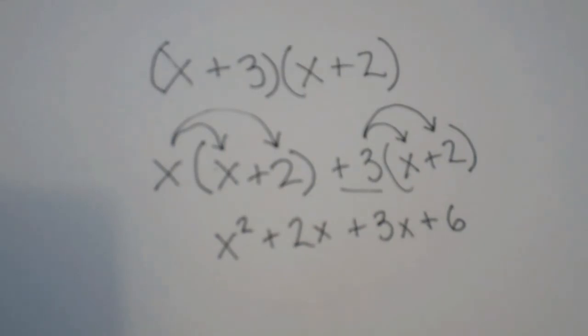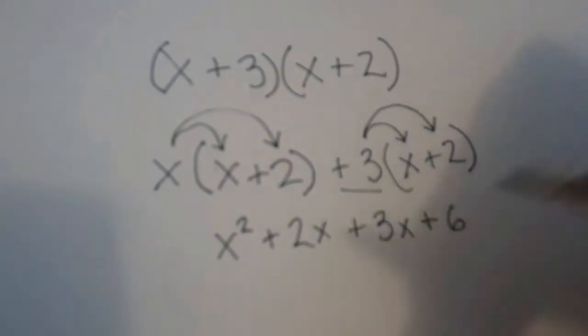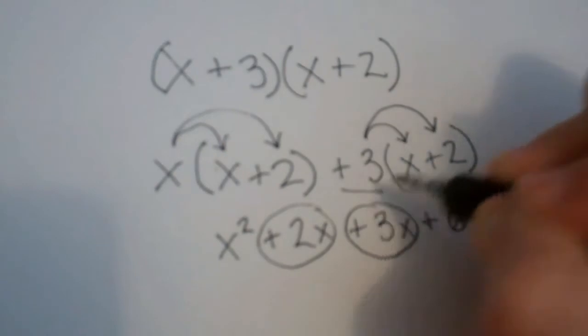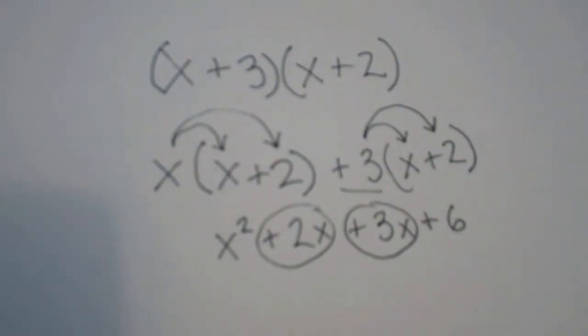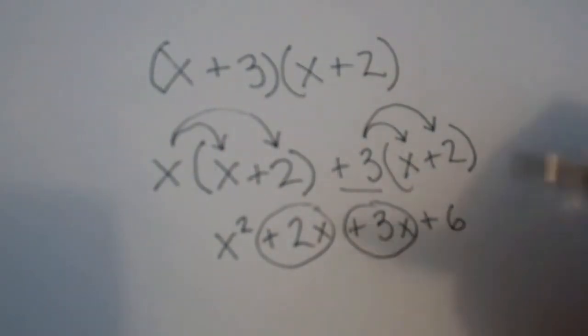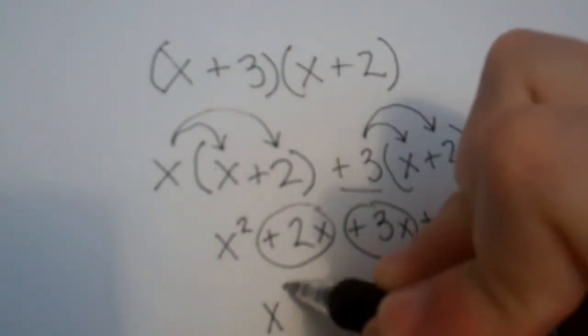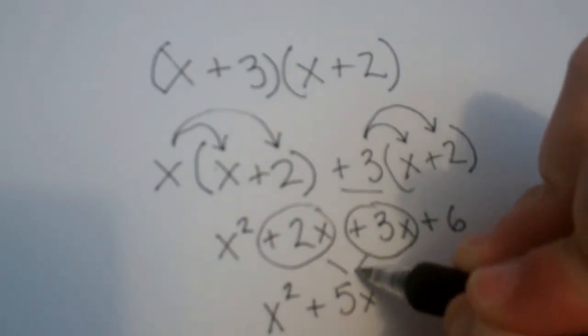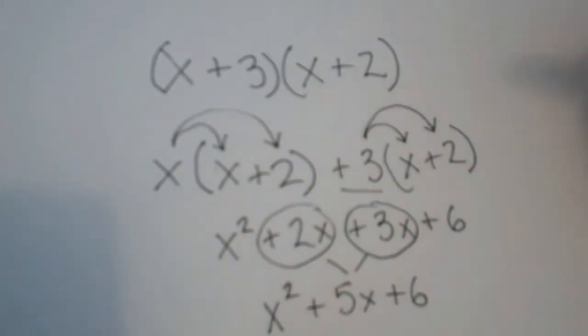Something else I may have learned before tells me if I have two terms that are similar, what we call like terms, I must remember to combine them if I can. In this case, I have a positive 2x and a positive 3x. If I combine my 2x and my 3x, just by adding, because they are like terms, I would get a total of x squared plus 5x, notice that these two things were added together, plus the 6. And that is multiplying two binomials using the distributive property.